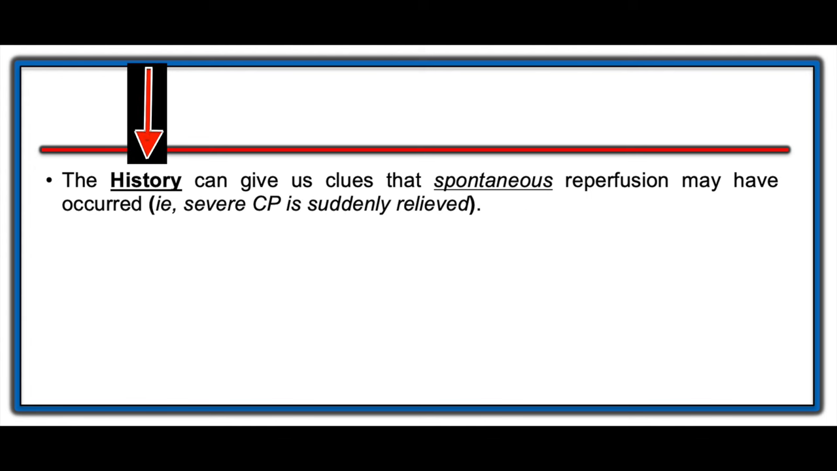So this is where the history gives us clues that maybe there was spontaneous reperfusion if the chest pain is suddenly reduced or relieved. And if you can get a cardiogram that corresponds to that and show that the ST segment elevation is less when the chest pain is less, then you've pretty much shown, until you prove otherwise, that you have an OMI regardless of whether you ever had enough ST elevation to qualify by the STEMI definition.